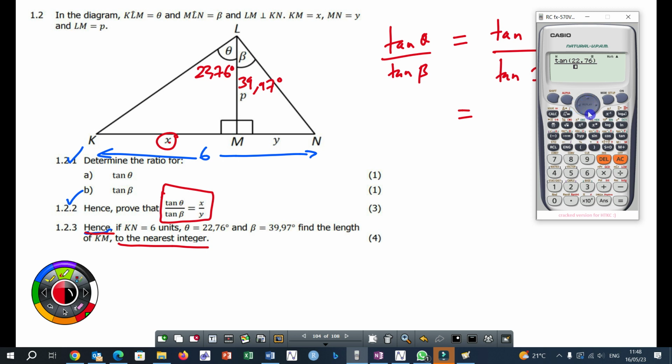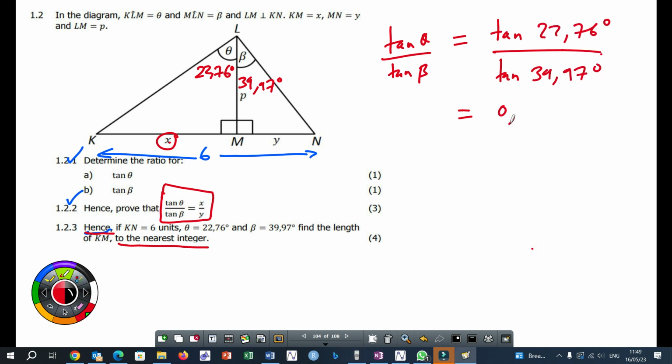Let's put that, and then we do the same in the denominator, so that will be 39.97. Then we close the brackets. So that ratio is almost like 0.5. So the answer there is going to be 0.5. It therefore means that x over y is going to be equal to 0.5. 4 marks. Wait, I'm not done. The denominator there is the 1, isn't it? In fact, to make things easier, let's convert 0.5 to a half. It's much better that way.